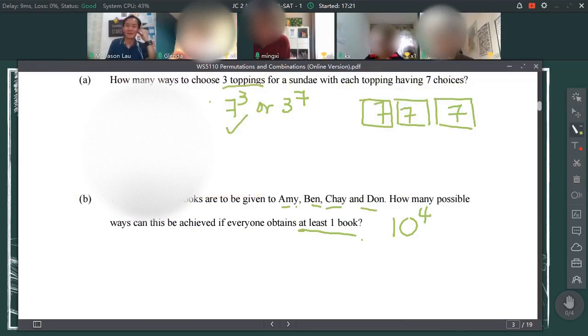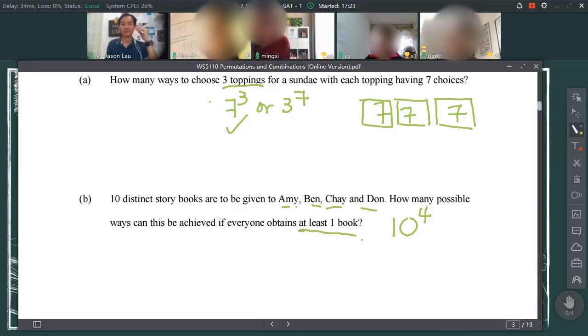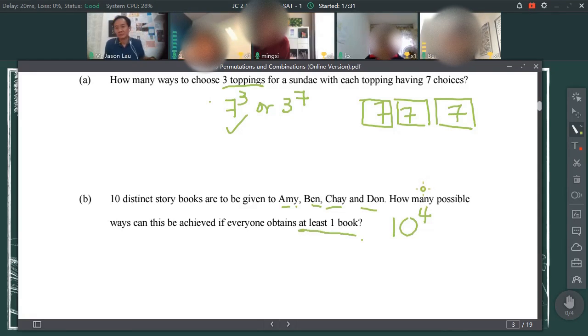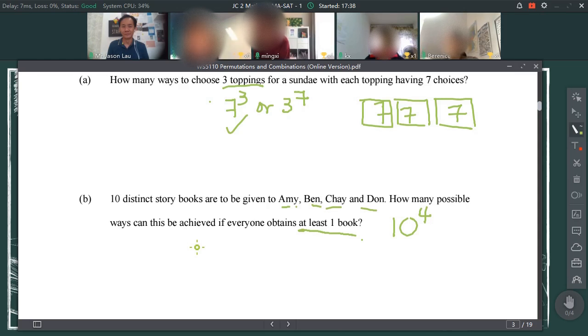But this is given that there can only be at least one book, right? What if there's a case where one kid can have two books? If one kid can have two books, then it means that it can be 10 power 5 because there'll be 5 slots, right? I don't know. It could also be like 10 for one and none for the rest.